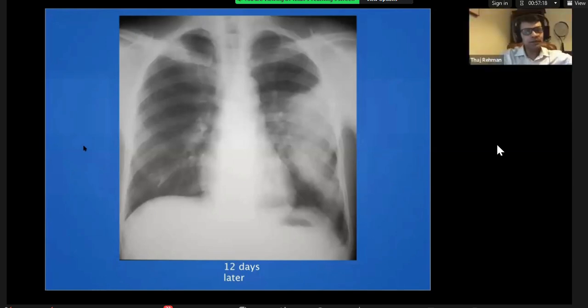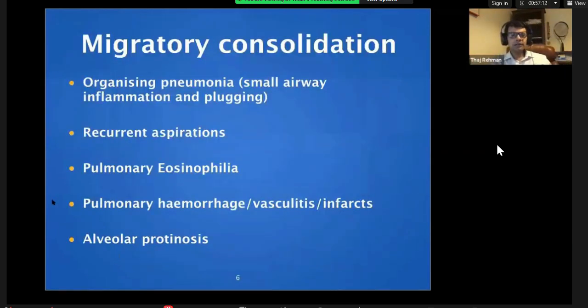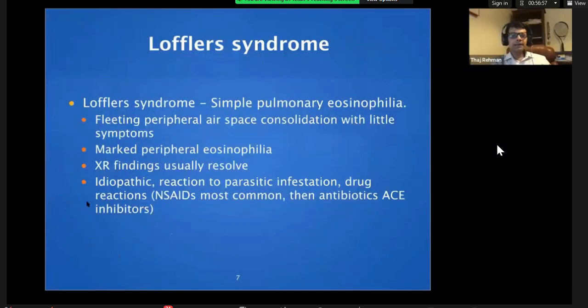Yeah, very good. Yeah, you're nearly there. It's migrating consolidation, differentials: organizing pneumonia, recurrent aspirations, pulmonary eosinophilia, pulmonary hemorrhage, vasculitis, infarcts, alveolar proteinosis. This is very broad. I don't think it's useful, but given in Chapman. The case here is actually Loeffler syndrome, simple pulmonary eosinophilia, which is fleeting peripheral airspace consolidations with little symptoms, marked eosinophilia, and it's usually a reaction to parasitic infestation or drug reactions, NSAIDs and antibiotics and ACE inhibitors.